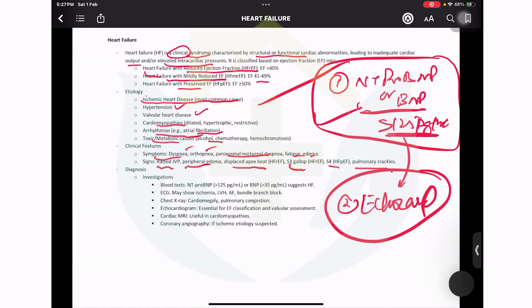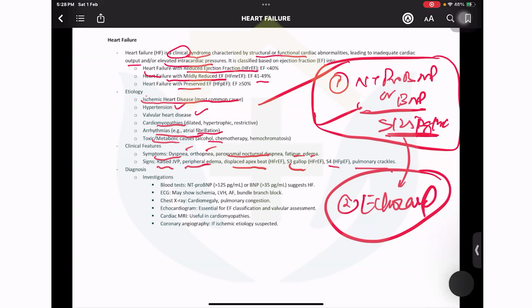So the most definitive test is echocardiography, and not pro-BNP. They are not yet gold standard. It's echo always. NT-pro-BNP can be elevated in thousands of conditions. Eventually, you will come to know. But that is why to prove the diagnosis of heart failure after getting NT-pro-BNP, you need an echocardiography. So the gold standard will remain this echocardiography, 2D echocardiography.